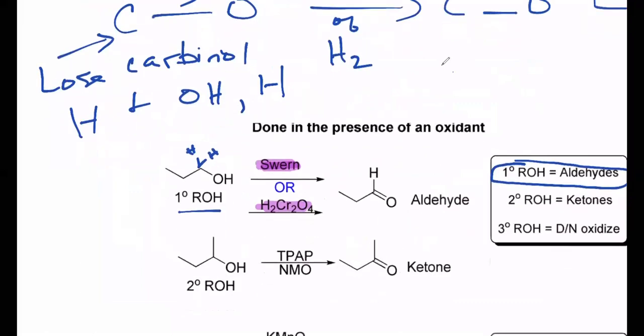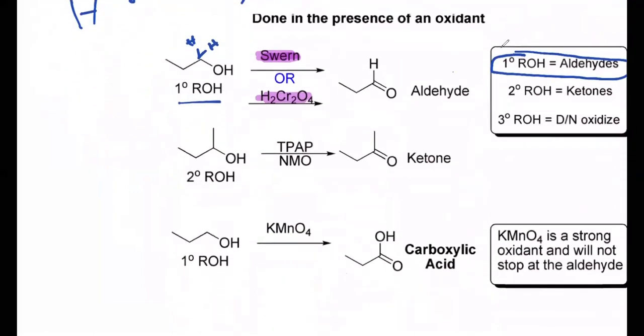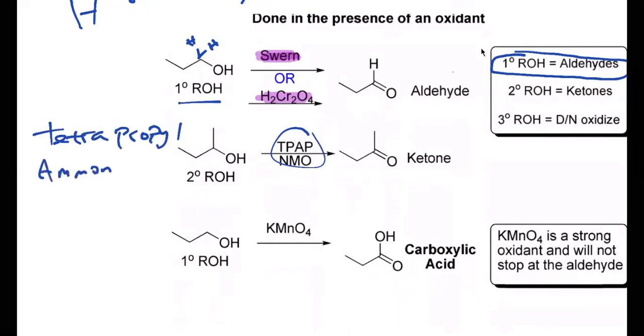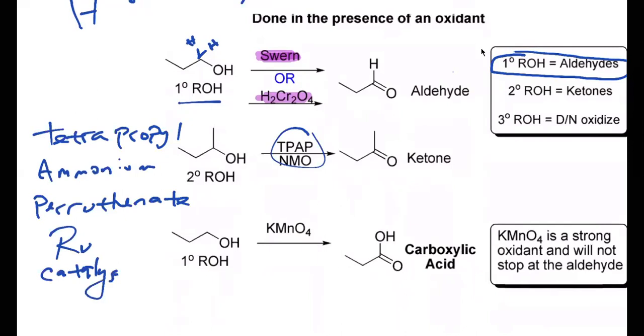If you look at the secondary alcohols, which is shown here, there's a set of reagents for secondary also, and it's TPAP and NMO. TPAP is tetrapropylammonium perruthenate. Right, it's a ruthenium type. It's a ruthenium catalyst. Right, so TPAP is followed by NMO, which is a co-oxidant.